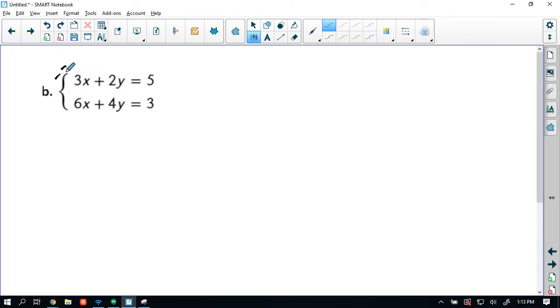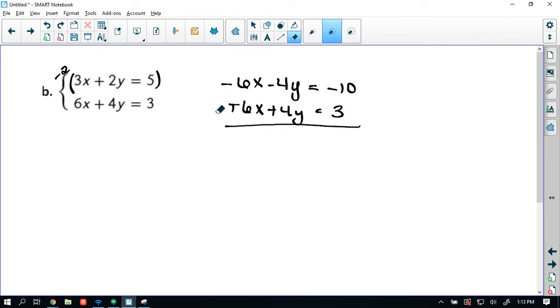So I'm going to multiply a negative 2 going through. So I get negative 6x minus 2y, nope, 4y equals negative 10, plus 6x plus 4y equals 3. What I'm going to do is add going down.